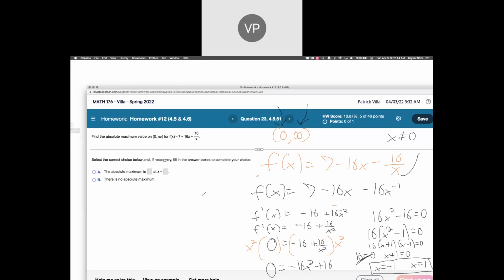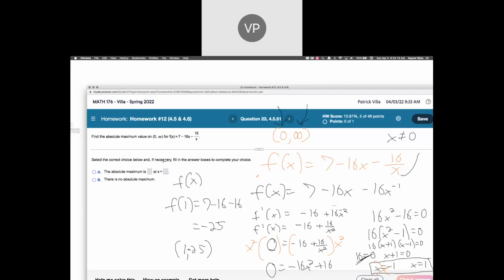Okay, but go back to your domain. Since -1 is not in the domain, I'm not worrying about that. I'm only worrying about the +1. Okay, so if I evaluate my function at 1, in the original function, I end up with 7 minus 16 minus 16. Looks like it's a -25. So that has the potential to be a maximum or a minimum.